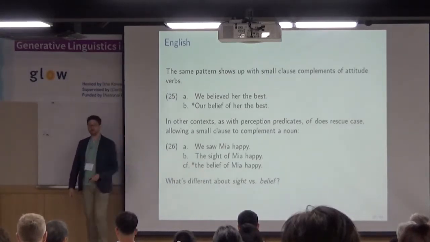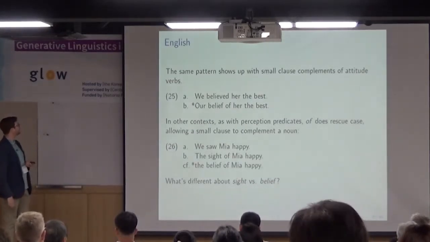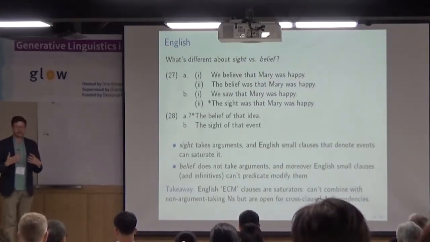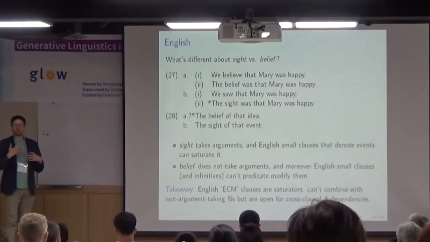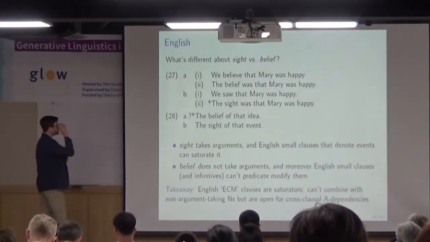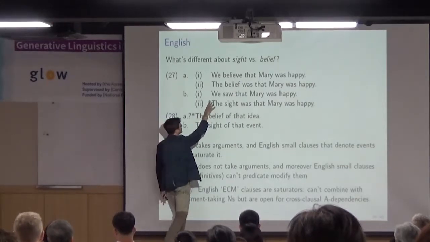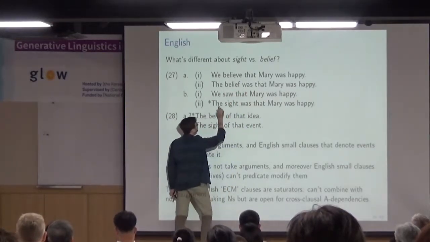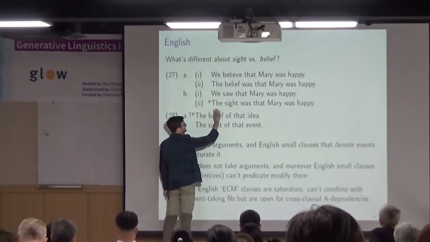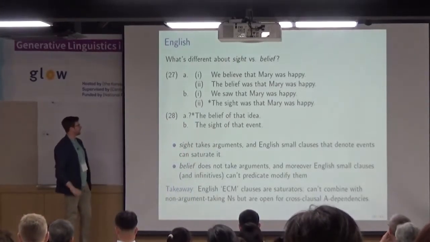What's the difference between a nominalization like sight and a nominalization like belief? Well, independently we can show that sight is perfectly happy to take arguments like any other nominalization, whereas belief isn't. So you can sort of feel this with these copular tests. You can say something like the belief was that Mary was happy, where belief here is just identified with the that clause. But sight doesn't. The sight was that Mary was happy. Just no good. Even though you can say saw that Mary was happy.